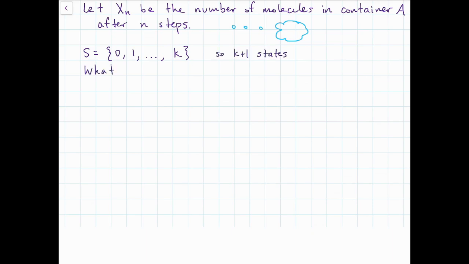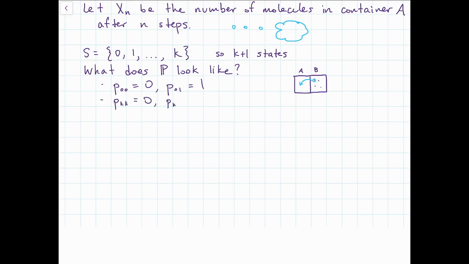So altogether we have these K plus 1 states, and I want to think about what this matrix P is going to look like. Starting from state 0, where there are no molecules in container A, it's pretty easy to see what will happen. If there are no molecules at all in container A, then the very next thing that happens is one of the molecules from B is going to go into A, and therefore will move the process to state 1. So P00 is 0, P01 is 1, and all the other P0i's are also 0. Same works on the other end. If we had all the molecules in A, so we were in state K, then the only place we could go from there is to state K minus 1, because one of the molecules will leave from container A.